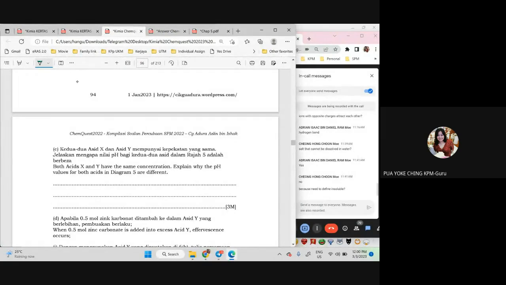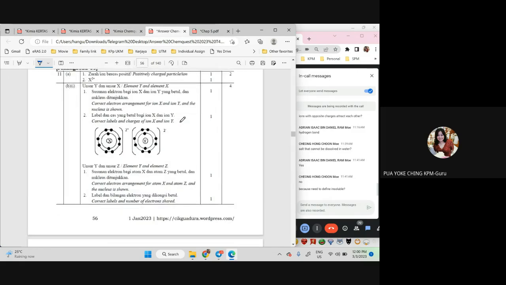Okay, acid X, acid Y mempunyai kepekatan yang sama. Jelaskan mengapa nilai pH kedua-dua acid adalah berbeza. So, one is CH3COOH, one is H2SO4. Okay, what is our answer? Strong, weak, ataupun monoprotic, atau diprotic, ataupun semua kena sebut.